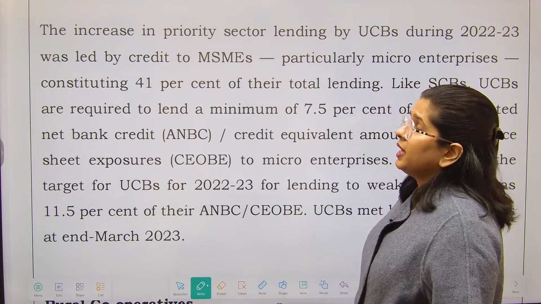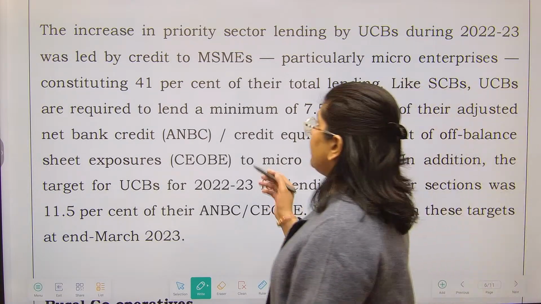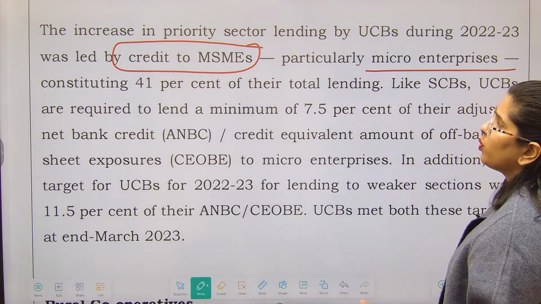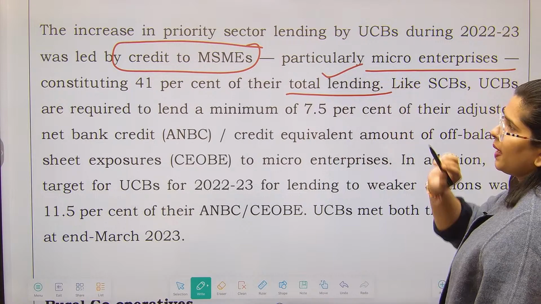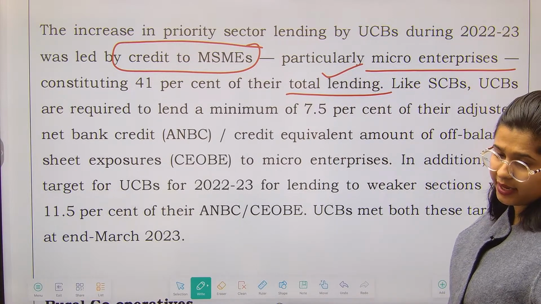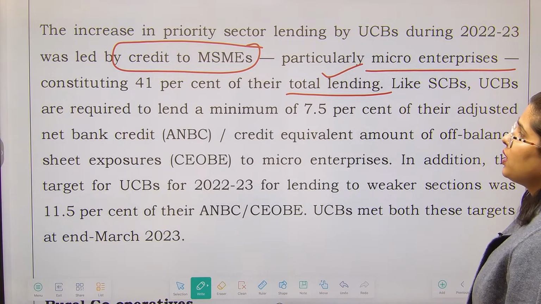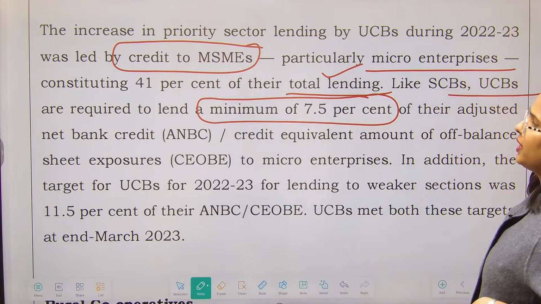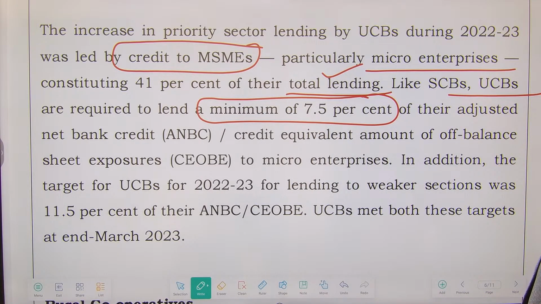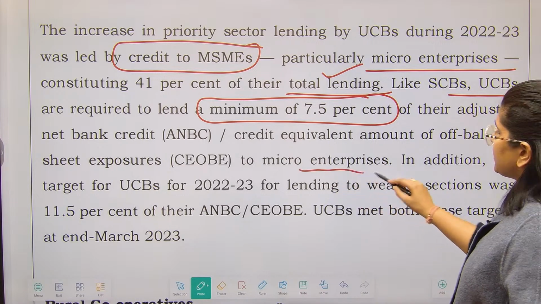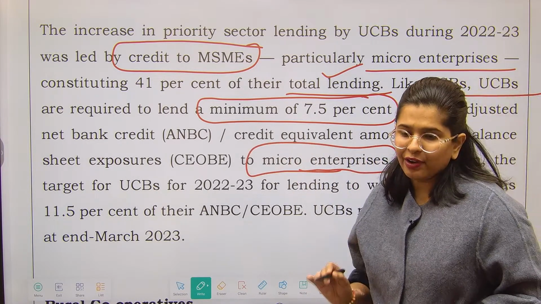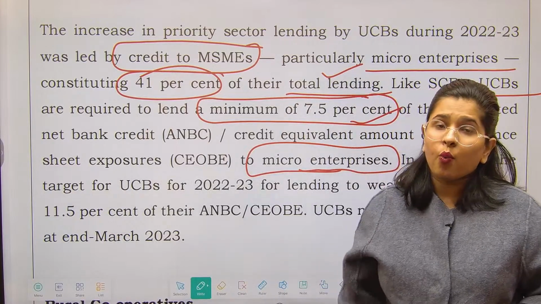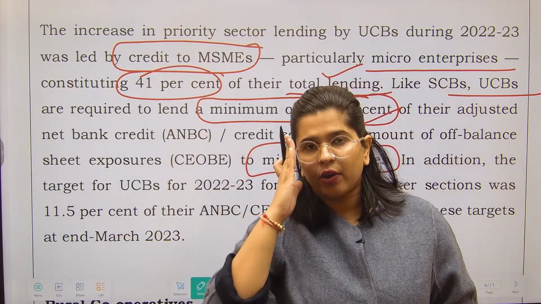The increase in the priority sector, how this has increased, so the clarification for that as well. The urban cooperative banks, the increase that we saw, it was led by the credit to micro, small and medium enterprises, particularly micro enterprises constituting 41% of their total lending. Okay? That means they were giving the credit to the micro, small and medium enterprise. Like the scheduled commercial banks, urban cooperative banks are also required to lend a minimum of 7.5% of their adjusted net bank credit or credit equivalent, that is COBE, to micro enterprises, right? This is under the priority sector guidelines. Priority sector guidelines में उनको minimum इतना देना ही है, but how much they are giving? 41%, and this is one of the reasons of their increased priority sector achievement.